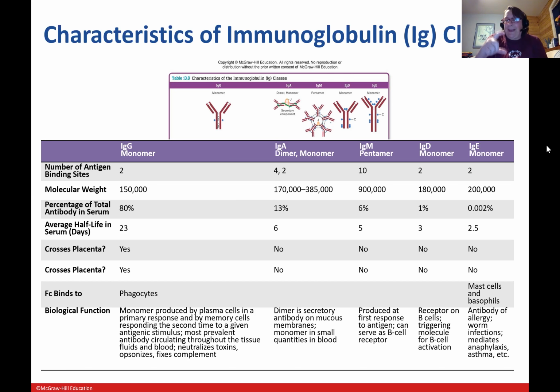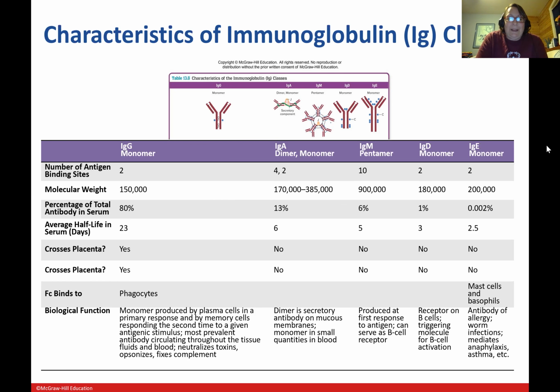The Fc, that bottom of the Y, attaches to phagocytes. So again, we've talked about that it will attach to the phagocyte and cause the phagocyte to open up and eat whatever the antibody is covering plus the antibodies. Okay, these are the things that are produced by those plasma B cells as part of the primary response, and by memory cells that are responding to a second exposure to that antigen, the secondary immune response.